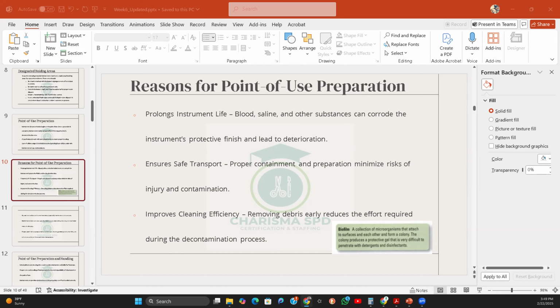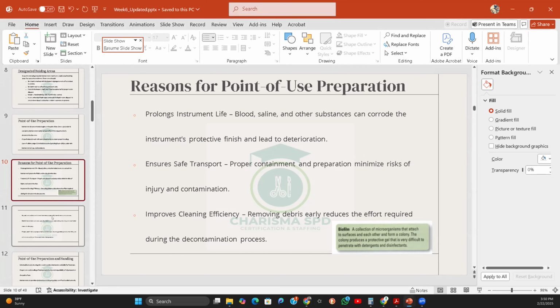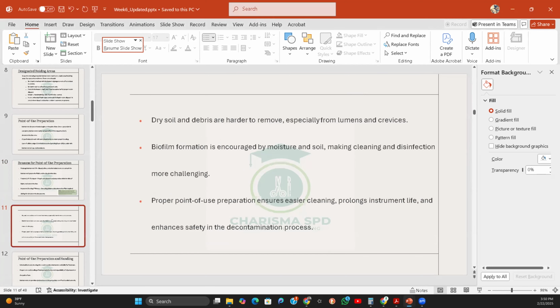You don't have to stress yourself so much to get the dirty instrument clean, because 30% of the job has been taken care of at the point where the instrument was used. Does that make sense? Yes. All right, let's go to the next slide, Director.